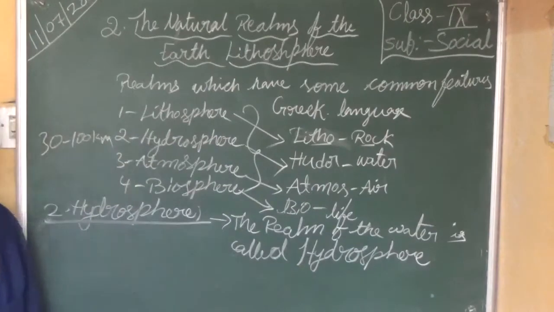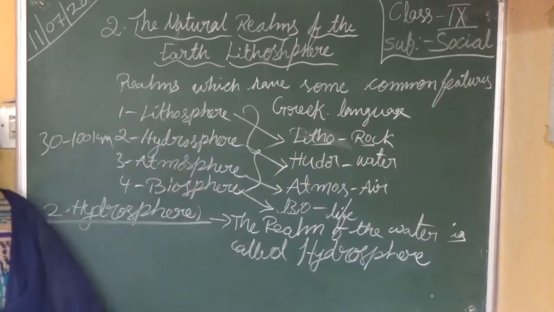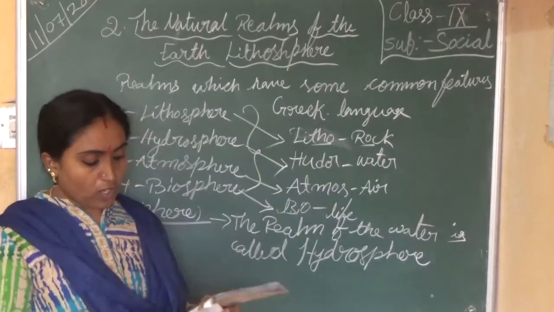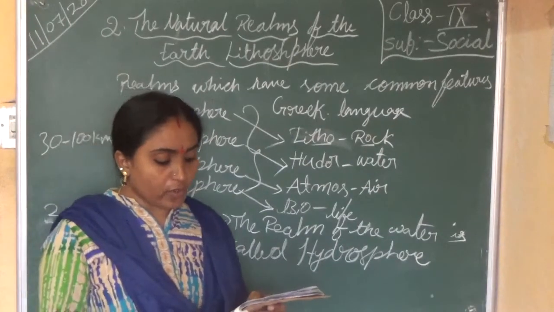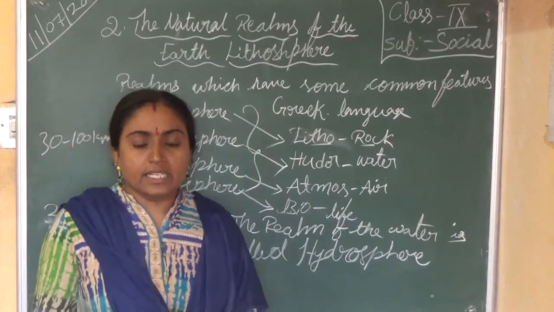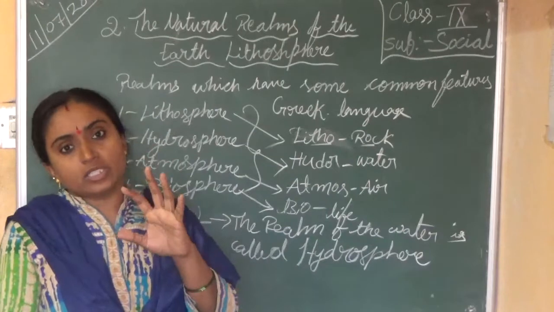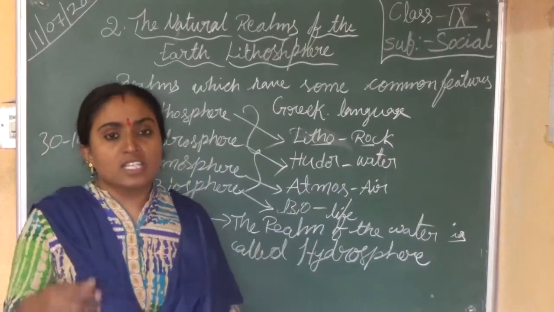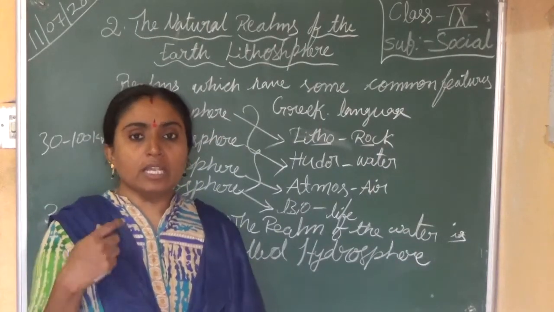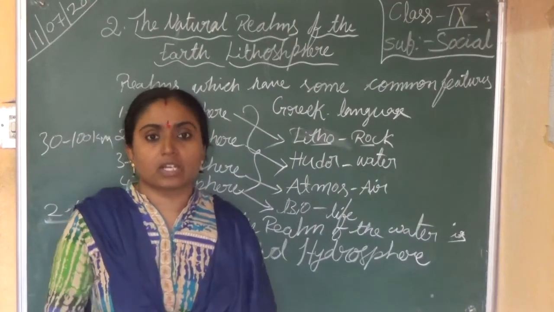The realm of the water is called hydrosphere. It came, as usual, from the Greek word hydro, and the meaning is water. Hydro means water. And some part of the water is found deep down under the earth among rocks. Yes, some water is under the crust layer and also under big rocks. See, if we crack one rock, we will get some water from there. The water is covered with the rocks.